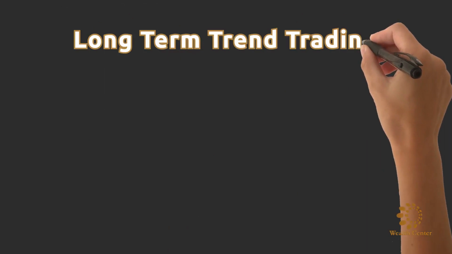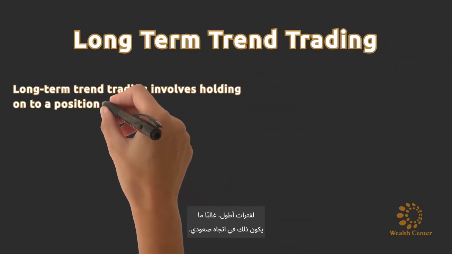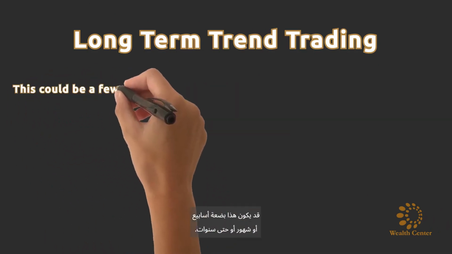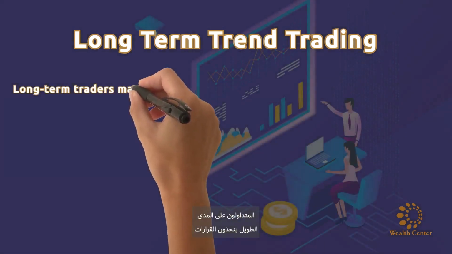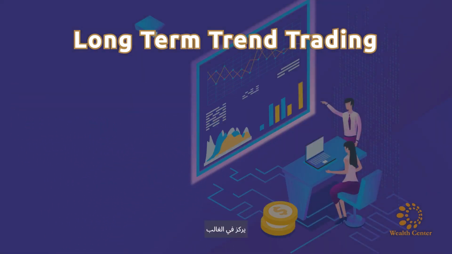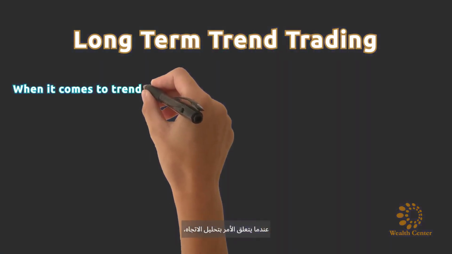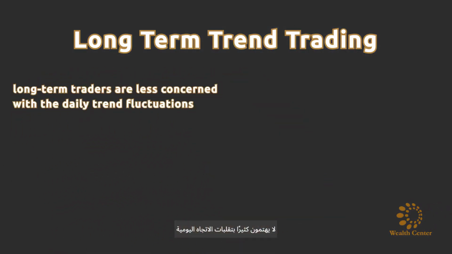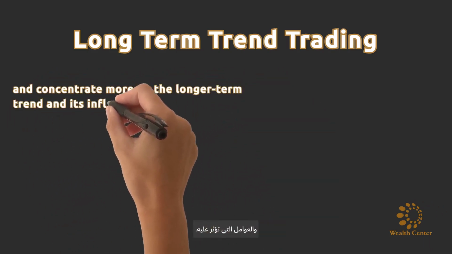Long-term trend trading. Long-term trend trading involves holding onto a position for longer periods, often in an uptrend. This could be a few weeks, months, or even years. Long-term traders make decisions based on an in-depth fundamental analysis that predominantly focuses on how the market will look in the future. When it comes to trend analysis, long-term traders are less concerned with the daily trend fluctuations and concentrate more on the longer-term trend and its influential factors.